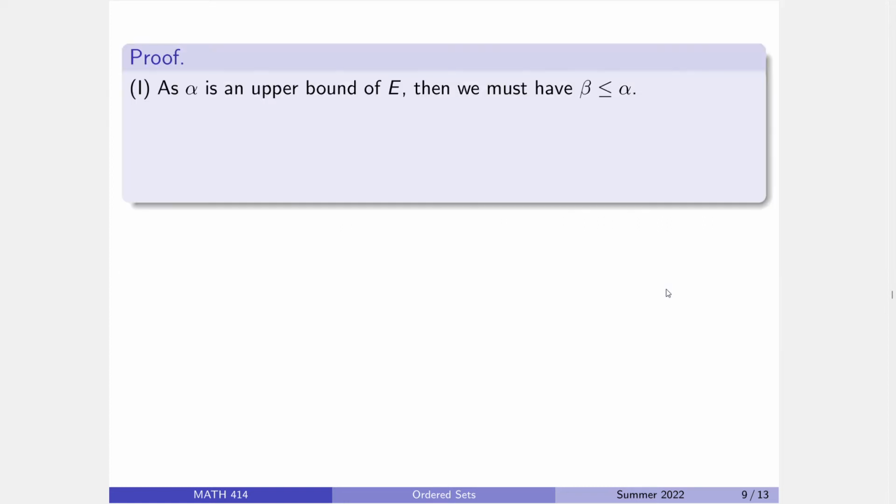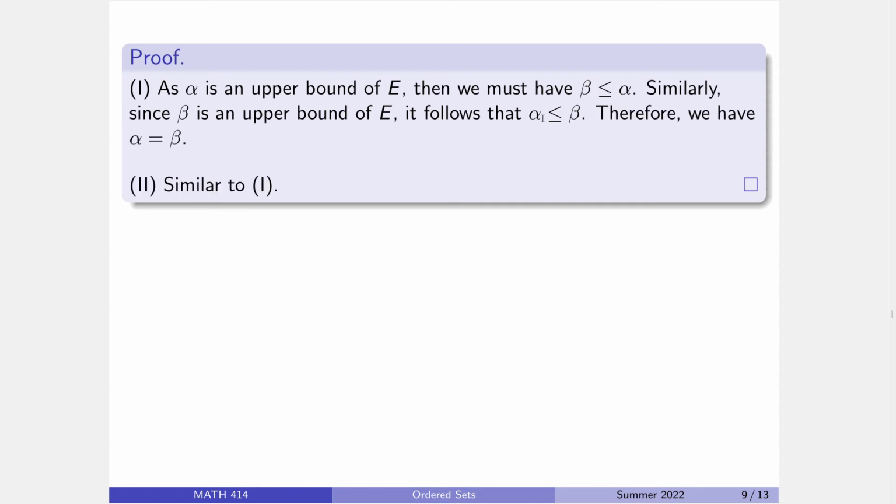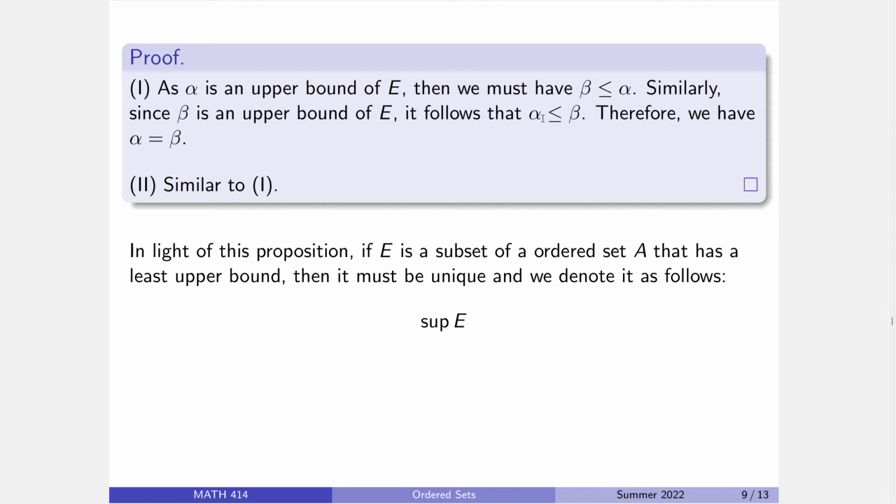So let's see a proof of that. Since alpha is an upper bound, and we've assumed beta is a least upper bound, it needs to be smaller than every possible upper bound, so beta is less than alpha. And a similar argument applies: since beta is an upper bound and alpha is assumed a least upper bound, alpha must be less than beta, so they have to equal each other. And similarly for greatest lower bound. So if we've got an ordered set and it has a least upper bound, it's got to be unique, and we give it the following notation: sup E.